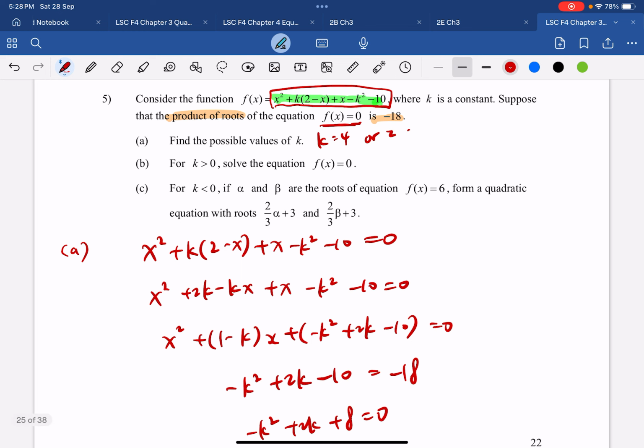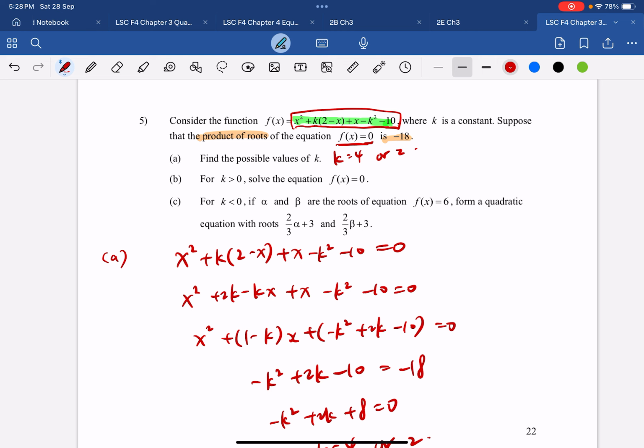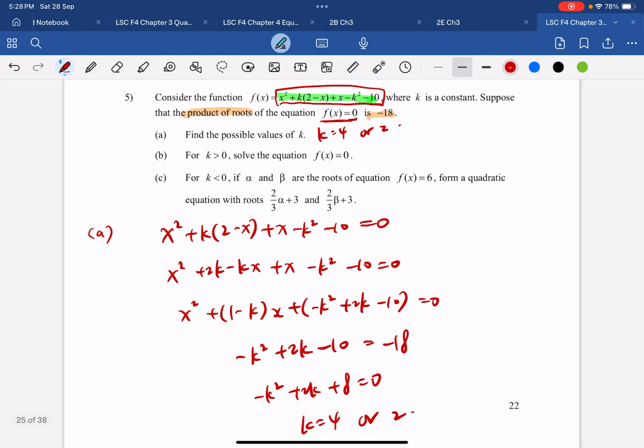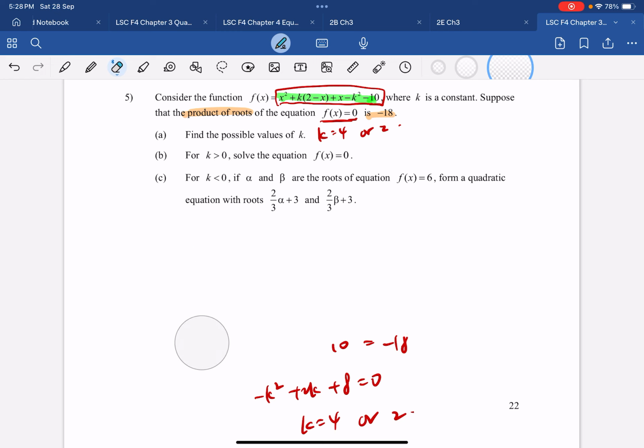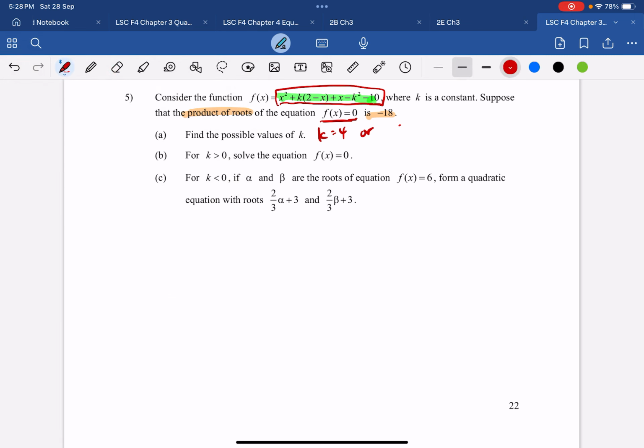So for k equals 0, solve f(x) equals 0. So you try to do it. Okay, try it yourself. So k is 4 or negative 2. I wrote it wrong, okay, sorry. So for k greater than 0, which means we have to take k is 4.